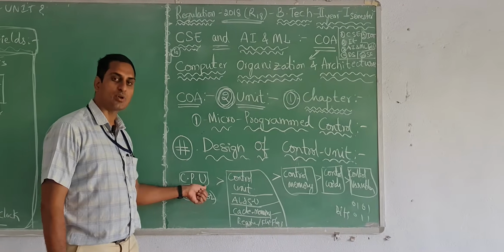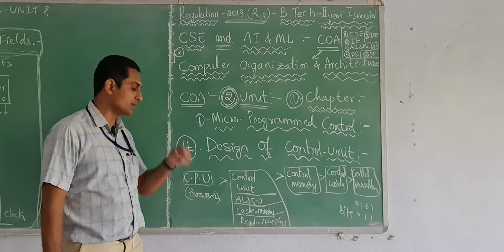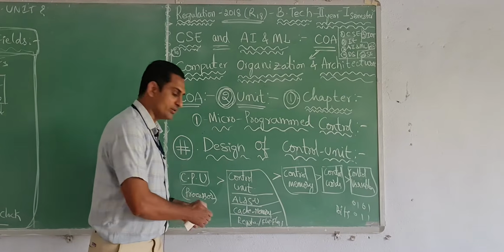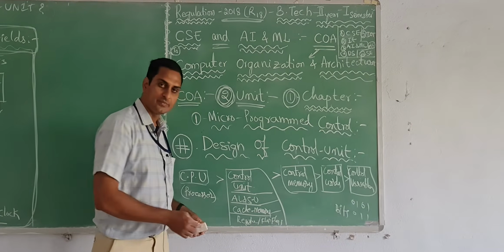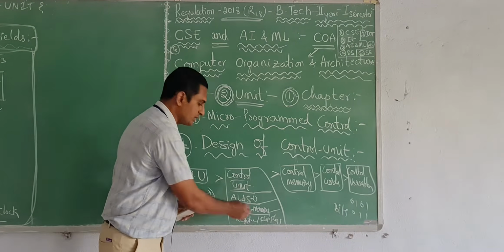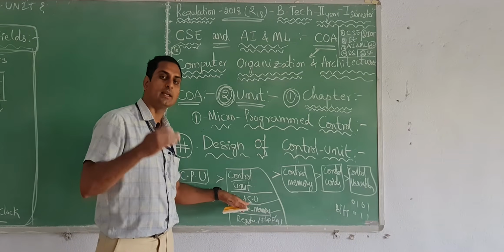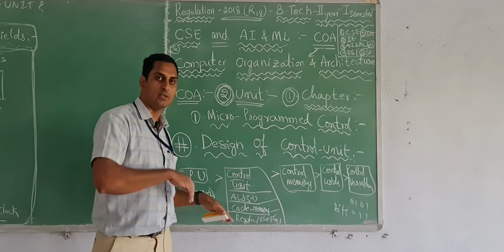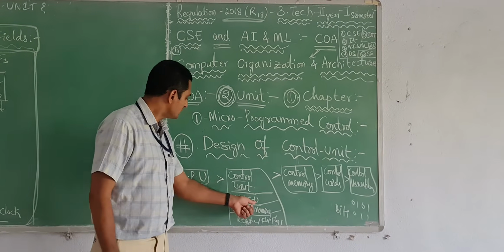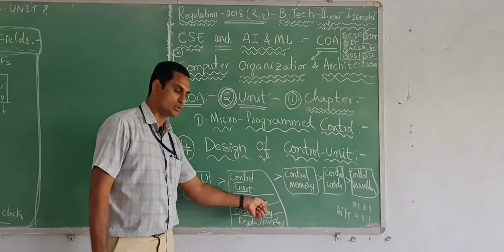CPU means central processing unit, the brain of the computer, the processor. Inside the processor we have the control unit, and we also have the ALU. We say ALU, but in fact it is the arithmetic logic shift unit, ALSU. I already posted about it in my previous video.